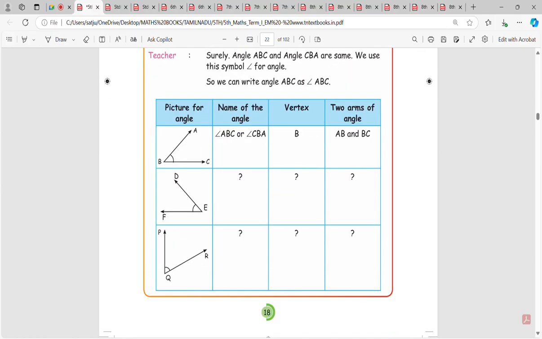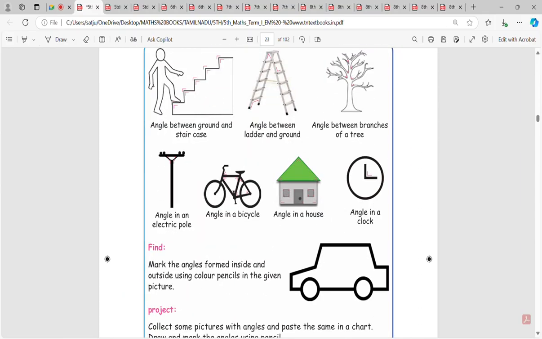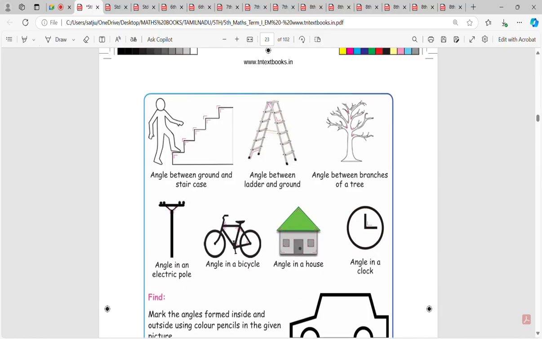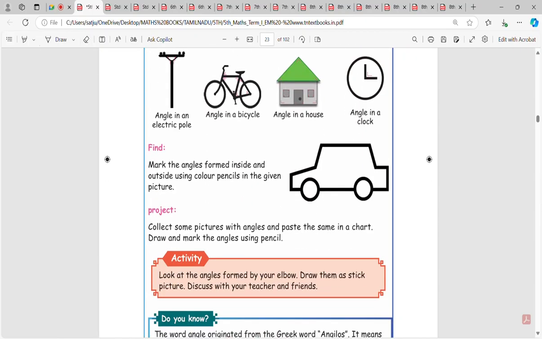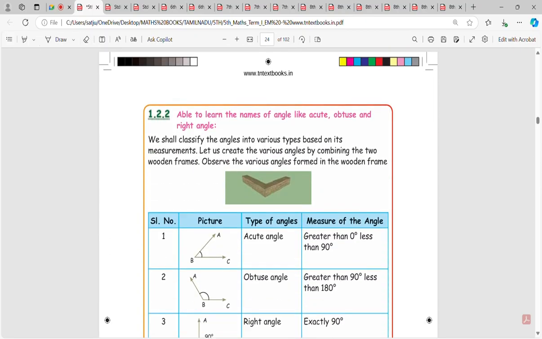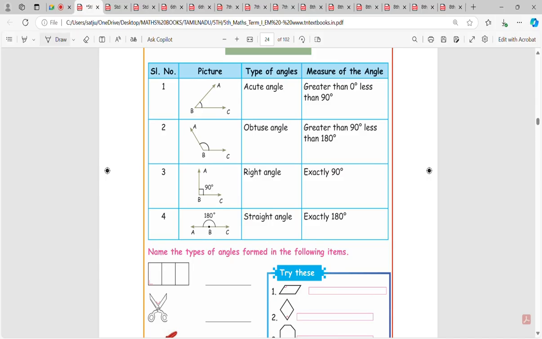Next thing, this story and all, you do not have to read here. In sequence and series we do have a problem based on the staircase. Those things we'll cover during the sequence and series. The very important part you need to know about is this one.